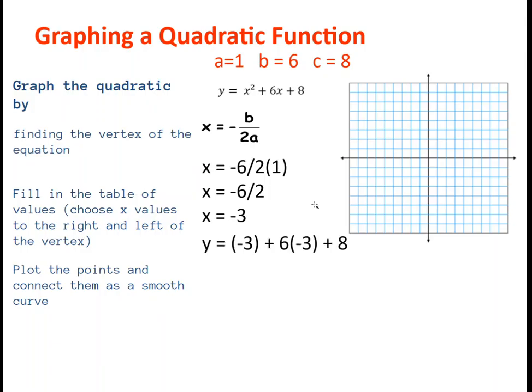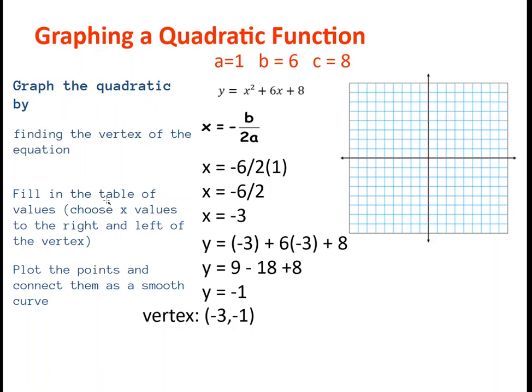Plug it right back in there. We should have a squared here. So we could have 9 minus 18 plus 8. And that will give us -1. So my vertex is -3, -1. Okay, that is our starting point.